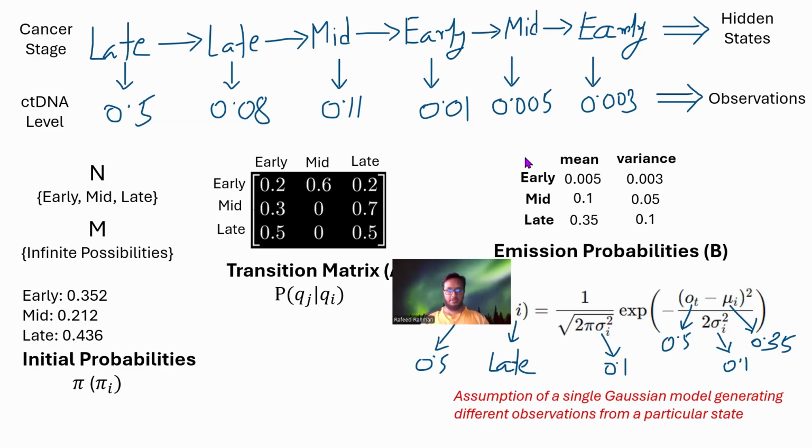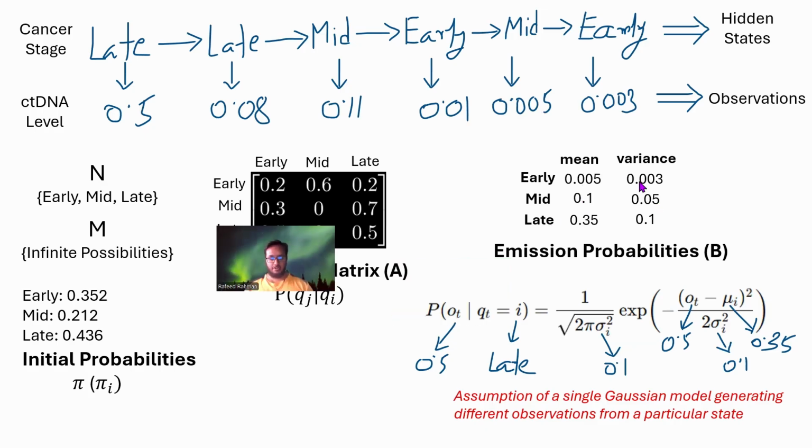So let me elaborate this a little bit. For example, we are saying that in early stage, the mean and variance of the ctDNA levels is 0.005 and 0.003. Similarly, for mid stage, the mean and variance of these ctDNA levels are 0.1 and 0.05, and you can understand the rest. So if we can somehow get the mean and variance of the ctDNA levels for the different cancer stages, we can very easily calculate the probability of observation. So suppose we want to calculate the probability of having a ctDNA level of 0.5 given that we are in late stage. So we can use this formula.